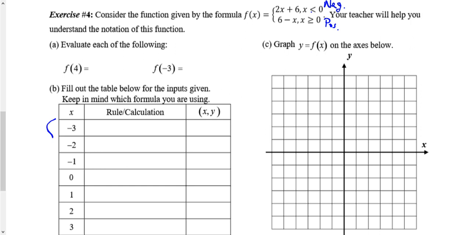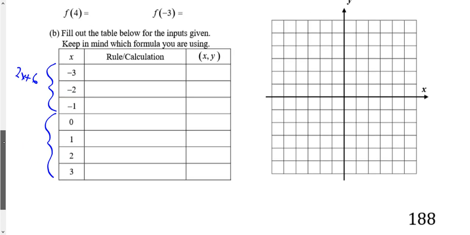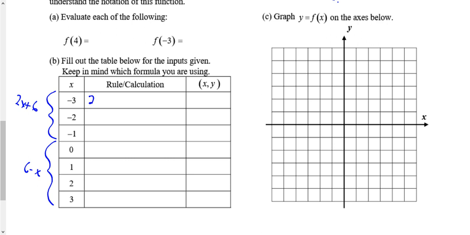But right, so this will be for the 2x plus 6, right? And then the rest of these will be for the other one. What was it? 6 minus x. This will be our 6 minus x part, right? And I kind of want to do the 0 for both. You'll see what I mean in a minute. So let's plug in the 2x. So 2 times -3 plus 6 gives you what?